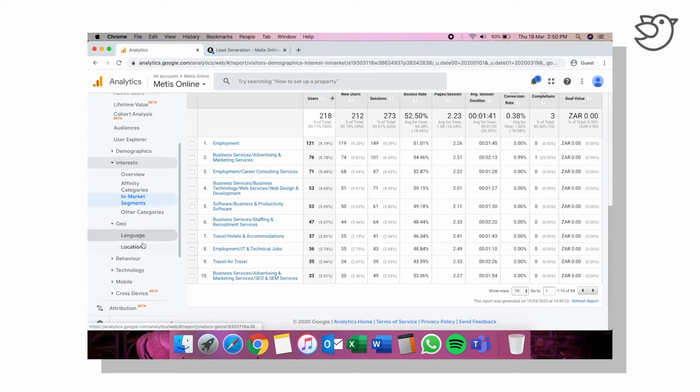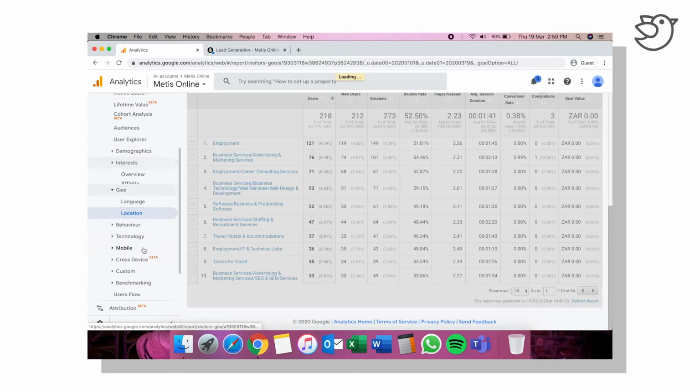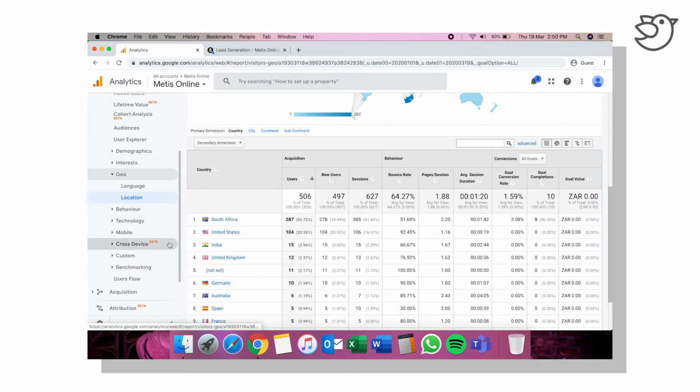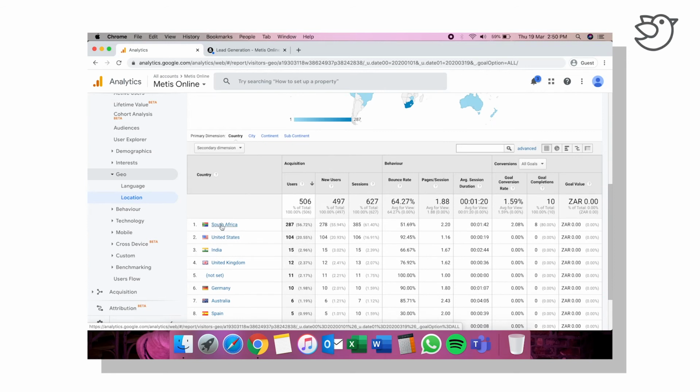The geo section I really like, and we generally use just the location part of it. Language is more if you had to do global campaigns and you want to know how many German-speaking people or Dutch people are coming to the site, and maybe you need to know if you need to have advertising in those languages, then you can go take a look at that. However, if I just take a look at this, location, so as expected, South Africa is number 1, but we can get a little bit more granular here.